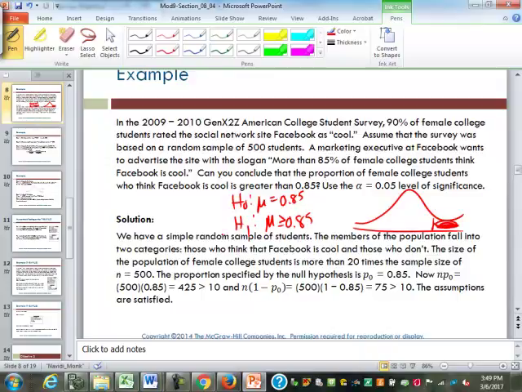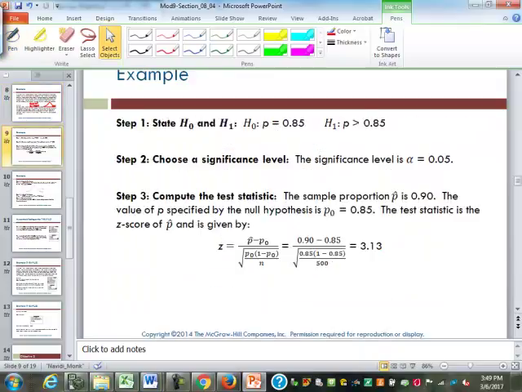So we have a simple random sample of students. We've met the qualifications. Here's basically what we're saying. Members of the population fall into two categories. The sample size is large enough. Hopefully the population better be more than 20 times 500. There better be more than 10,000 people in the population, and there are. And if the null proportion is 0.85, a sample of 500 would give 425 that are in and 75 that are not. So both of those are bigger than 10. So it's okay to go ahead and do our test here.